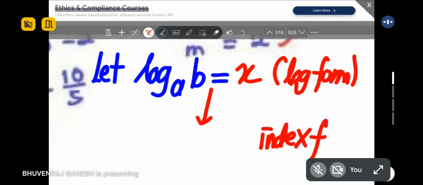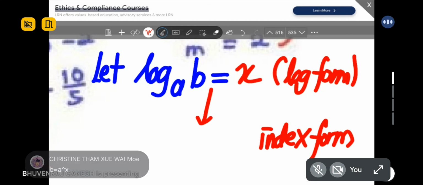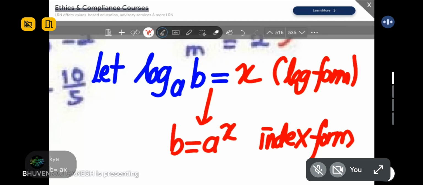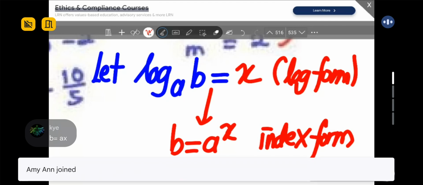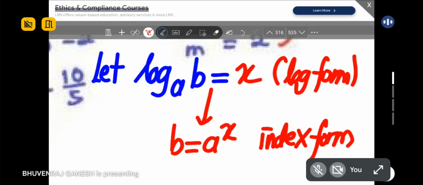Okay, so can anyone tell the answer? What do you get after you convert to index? This one is another skill that you all learn. So anyone? Yes, very good. Christine? Yes, the answer is like this. Do you all still remember, guys? Masih ingat? So this is how you convert log form to index form.